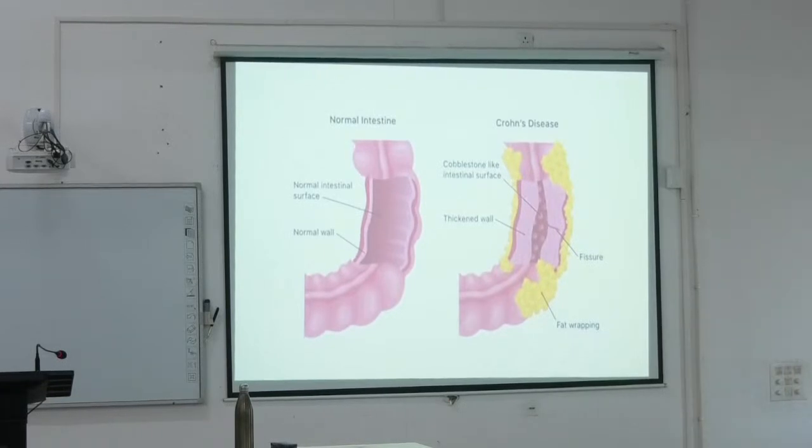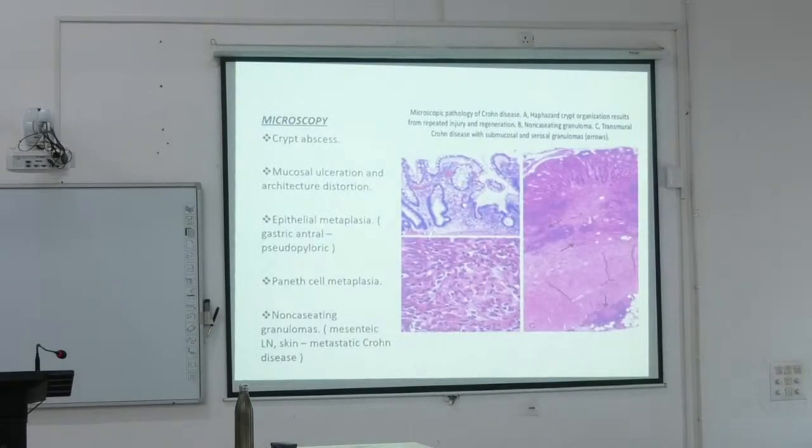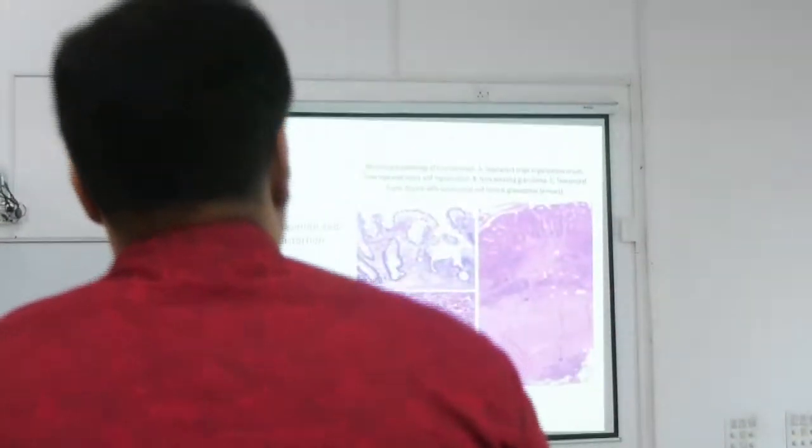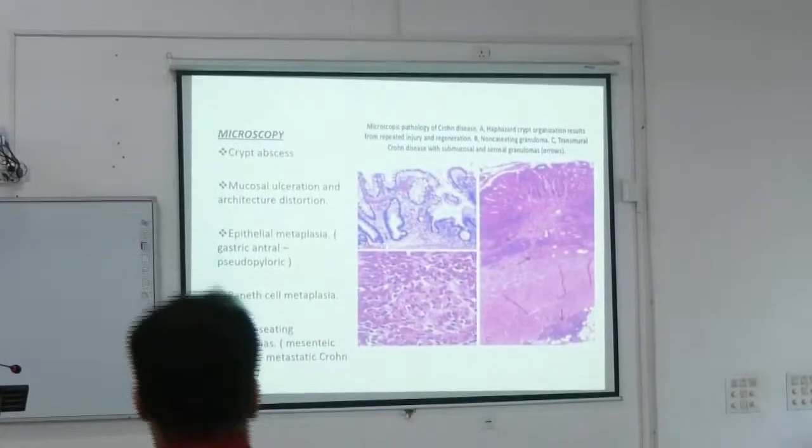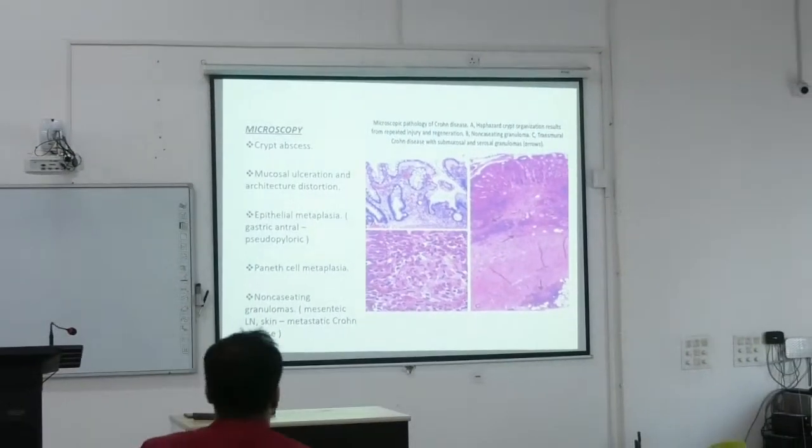Okay, so this is basically Crohn's disease. So the gross of Crohn's disease is over. Now I'm going to tell you the microscopy. Cryptitis and crypt abscess. What is cryptitis? What is crypt abscess? So the first and foremost thing is mucosal ulceration.